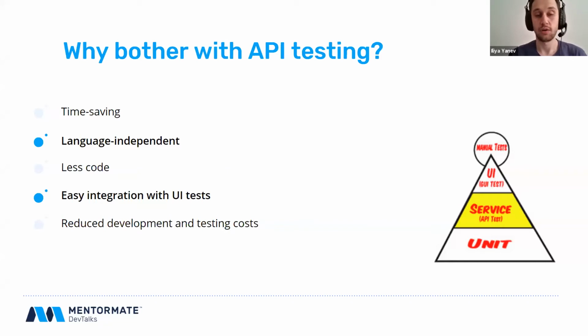And if you have a good API test layer, you can use that to help your UI tests. So if you need the source of truth for your UI test, do I get the correct information here? What should I do? Well, you can call an API, and if you have a good API layer, you can integrate them into UI tests very easily. And all of those factors combined lead to reduced development and testing costs, of course.